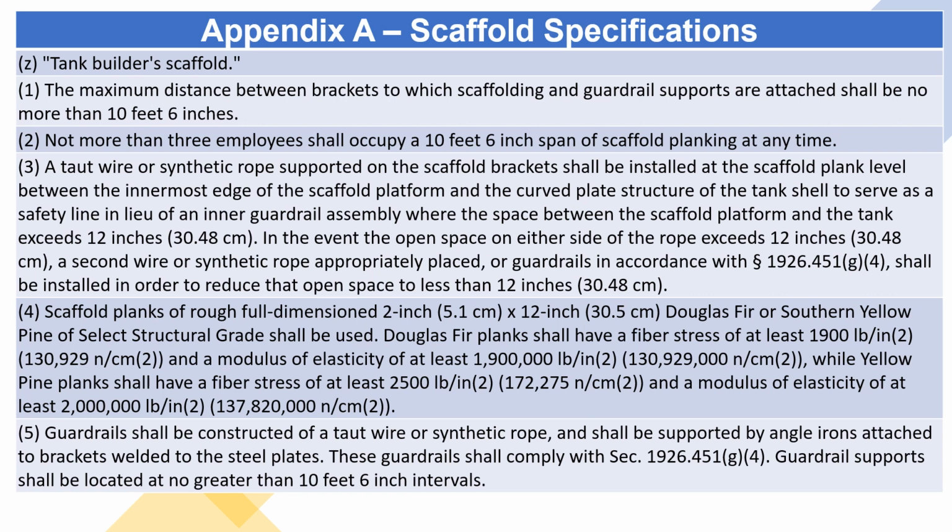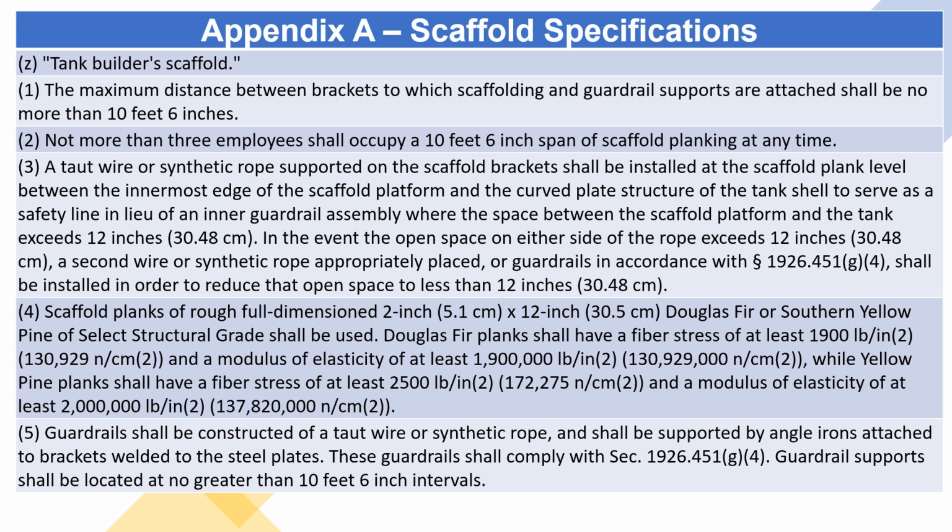Douglas fir planks shall have a fiber stress of at least 1,900 lb/in², (130,929 N/cm²), and a modulus of elasticity of at least 1,900,000 lb/in², (130,929,000 N/cm²), while a yellow pine plank shall have a fiber stress of at least 2,500 lb/in², (172,275 N/cm²), and a modulus of elasticity of at least 2 million lb/in², (137,820,000 N/cm²). 5. Guardrails shall be constructed of a taut wire or synthetic rope, and shall be supported by angle irons attached to brackets welded to the steel plates.